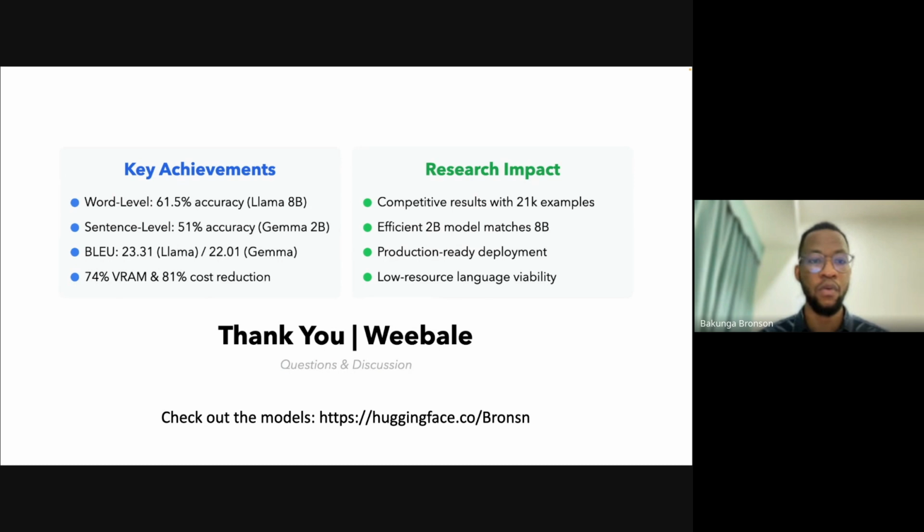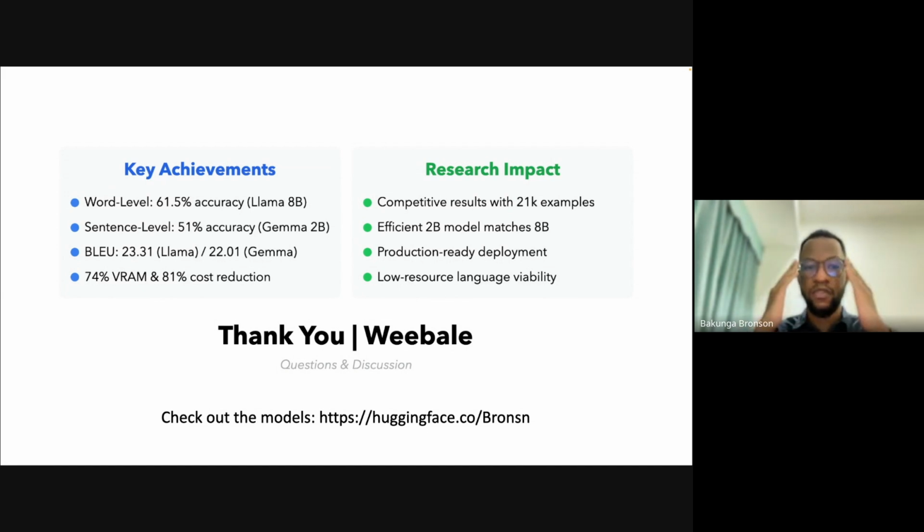Being able to achieve a word level code mix sentence translation of 61% was really great. And then also having a sentence level of 51%, I hope I didn't mix the two up. Sentence level of 51% with a Gemma 2B model, the one which is pre-trained, with continued pre-training, is also great. And the different BLEU scores and having to use less VRAM to train these models is obviously very interesting.